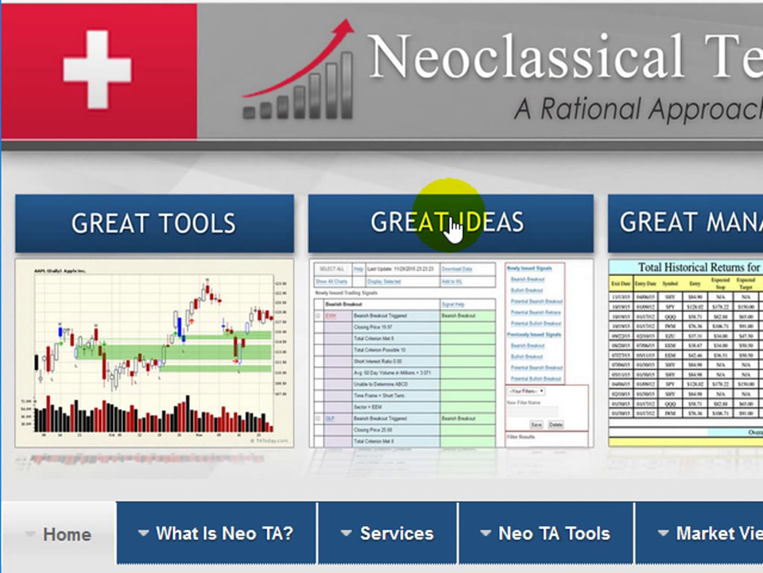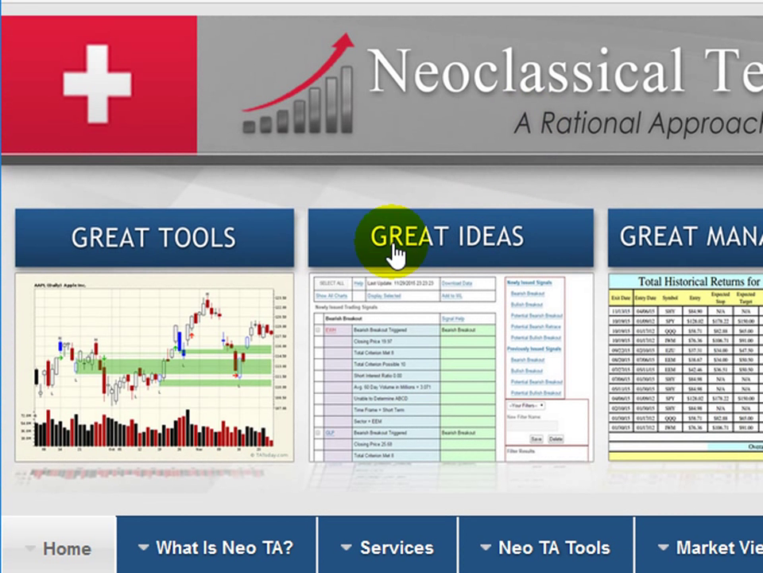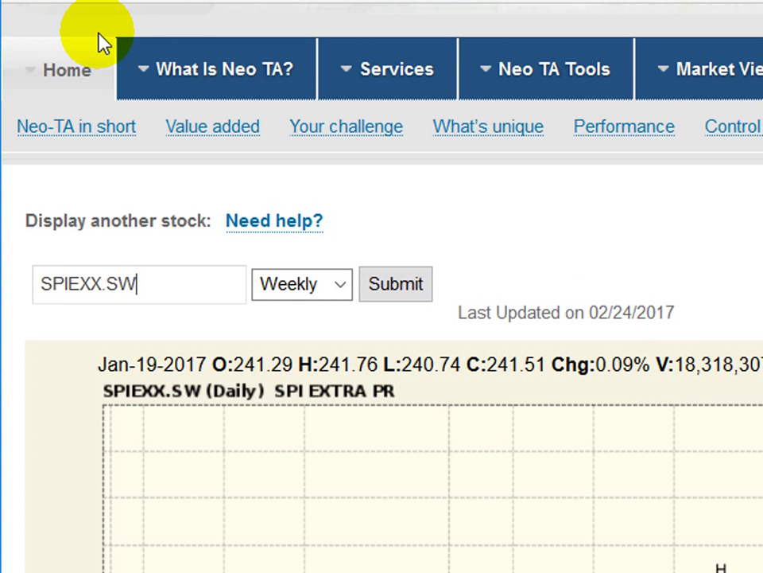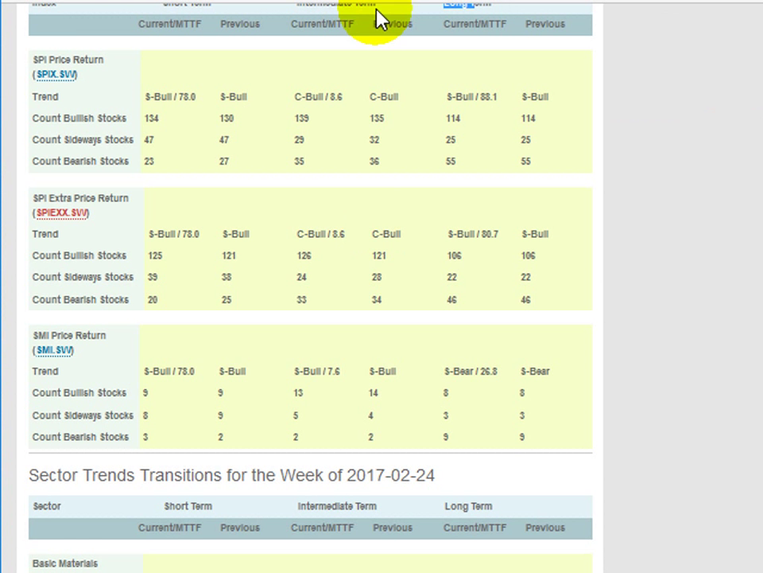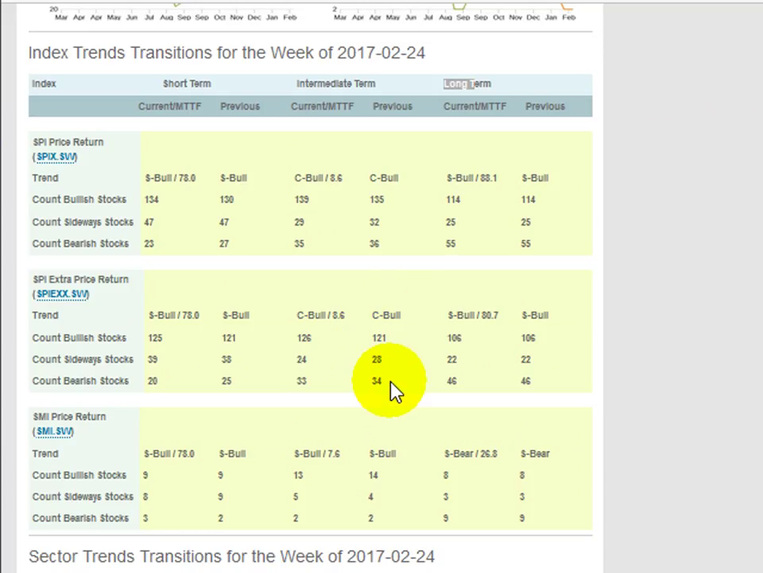So very powerful tools available to you. And let's go back to this. So it's a very powerful set of tools available to you in the Neoclassical tool set, and gives you a leg up on the competition in terms of just having at your fingertips a lot of information and an easy way to manage and assess all that information.